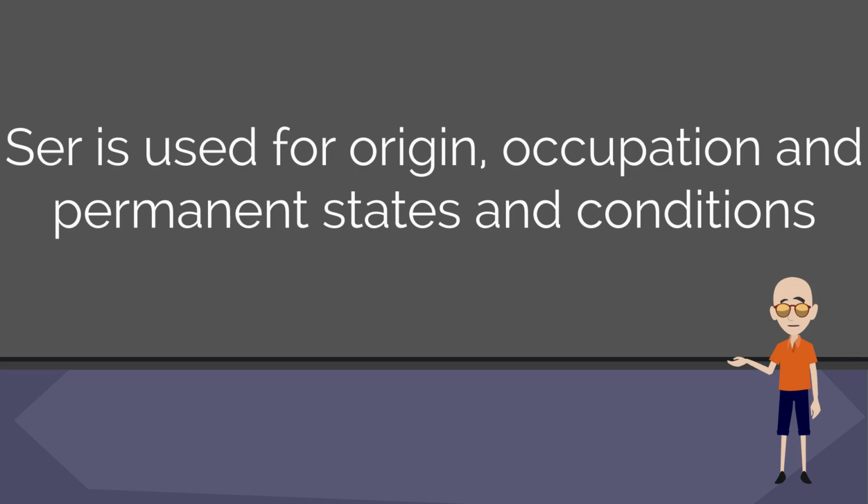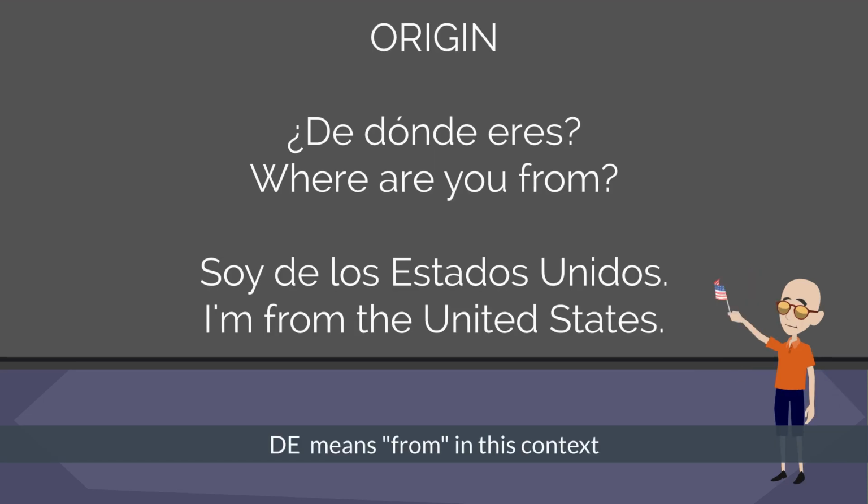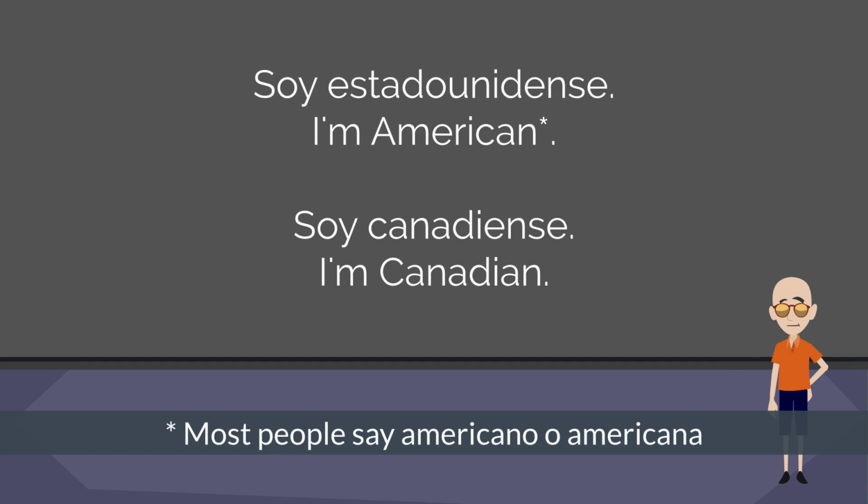We use ser when we want to talk about origin, occupation, or permanent states and conditions. Let's start with origin. If you want to know where someone's from, you ask, ¿De dónde eres?, which literally means, from where are you? And you could say something like, Soy de los Estados Unidos. I'm from the United States. So if you want to say, I'm American, you would just say, Soy estadounidense.